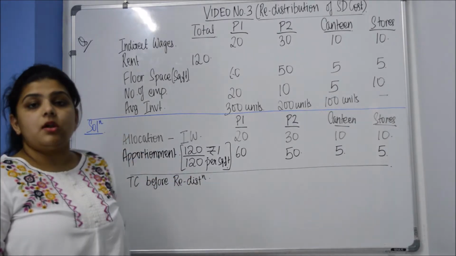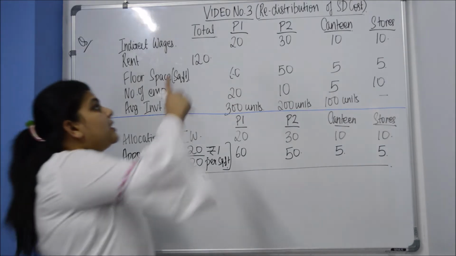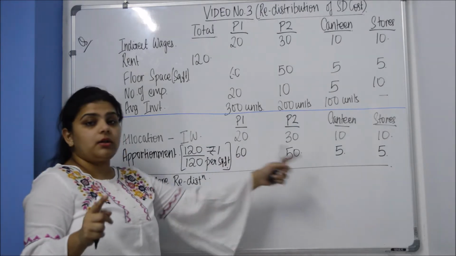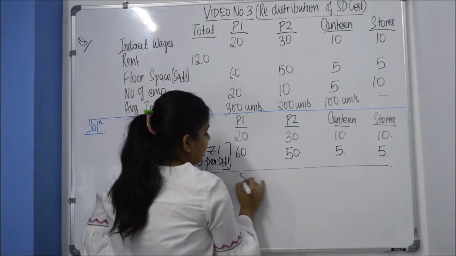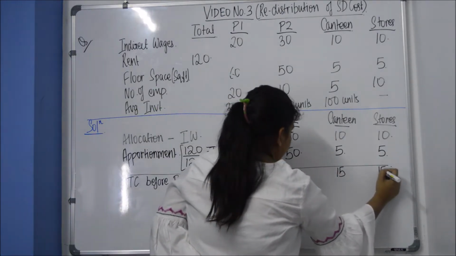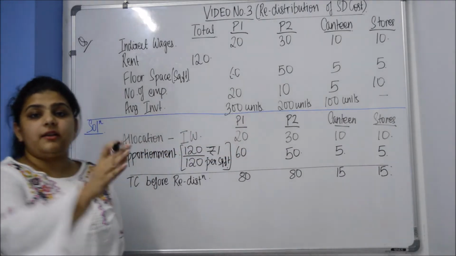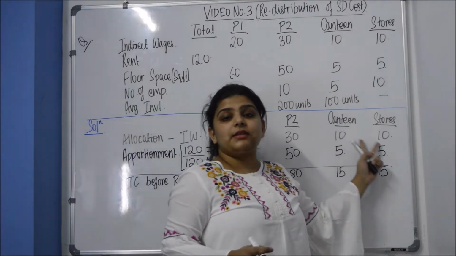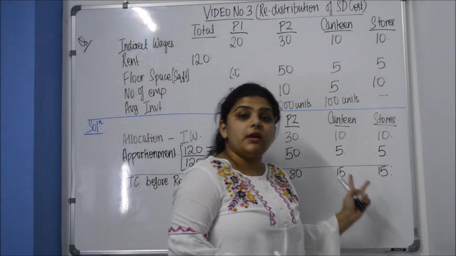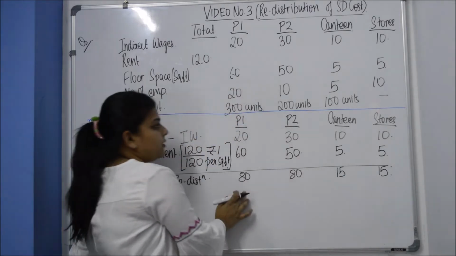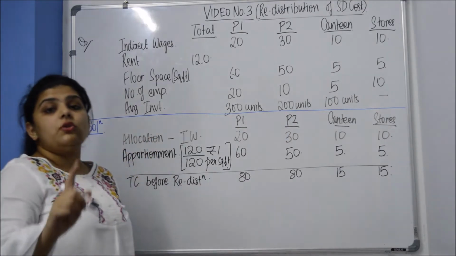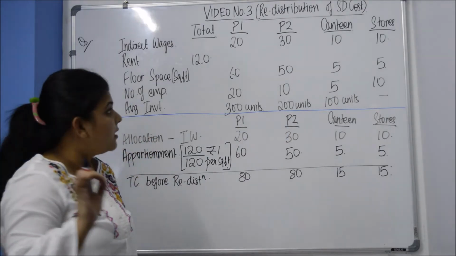Total cost before redistribution. My step 4 was redistribution of service department cost. Before redistribution, I have got this cost, that is 80, 15 and 15. Again, as I explained in my last video, these 2 departments cannot keep the cost which is there with them because they are not generating any kind of revenue. They will have to shift their cost to the revenue generating departments, that is P1 and P2. This is known as redistribution of service department cost.